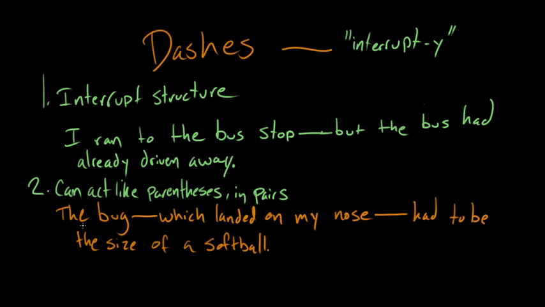In this case, when you have them in pairs, like so, it's the bug, which landed on my nose, had to be the size of a softball. So it's kind of this aside. If we really wanted to, we could take it right out of the sentence, kind of like in a appositive, right, with commas. So we could say the bug had to be the size of a softball. Sentence still makes sense.